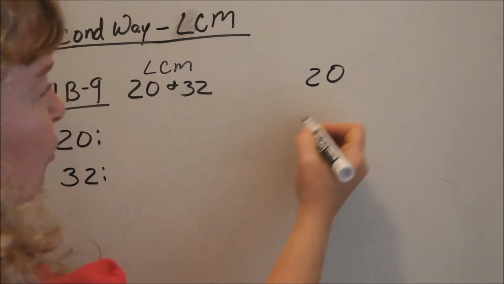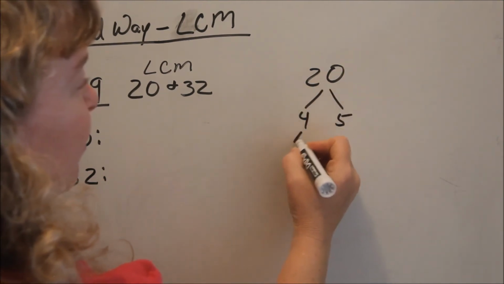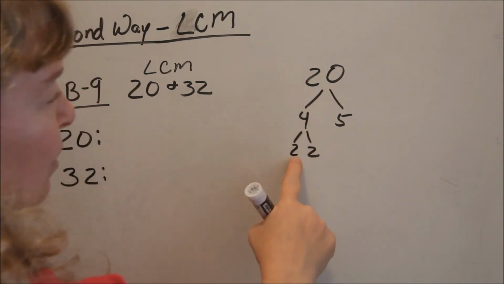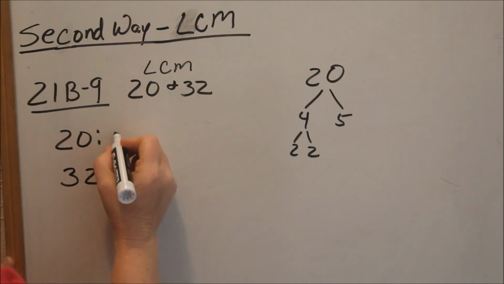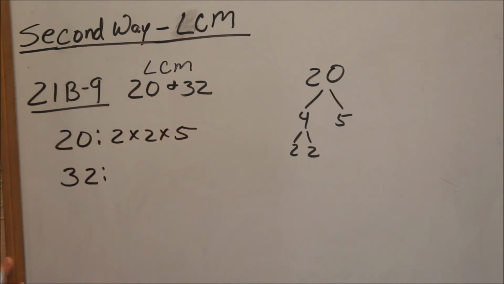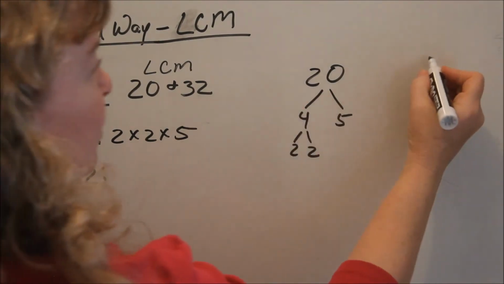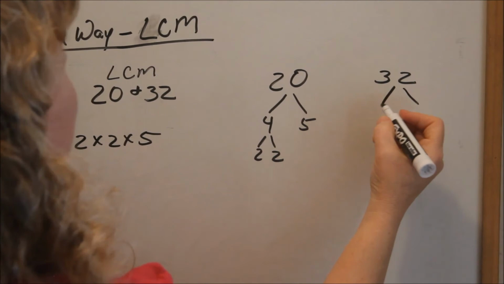So you're doing a factor tree of 20, breaking it down 4 times 5. 4 can go down to 2 and 2. So the prime factors of 20 are 2 times 2 times 5. So over here I'm going to write 2 times 2 times 5. Okay, now I need to do 32. So doing a factor tree for 32, we just did it.